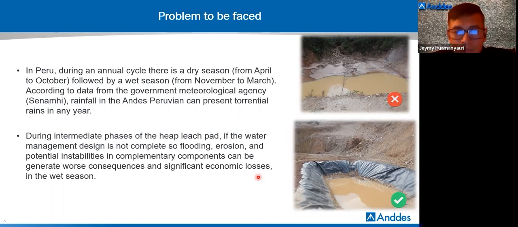But what happens with the heap leach pads? During intermediate phases, if the water management is incomplete or not completed, flooding, erosion, and potential instabilities generate worse consequences and significant economic losses for the operator.